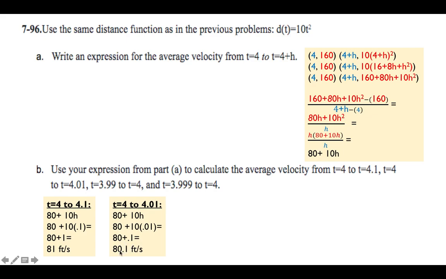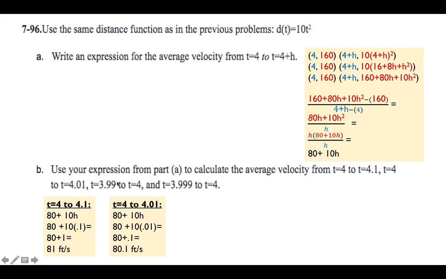80 plus 1 is 80.1 feet per second. So great, we're getting a closer and closer estimate of the car's actual velocity at t equals 4 seconds. But now notice that it's moving backwards. This is our next one. When t equals 3.99, that's behind 4. It's behind 4 instead of to the right of 4.